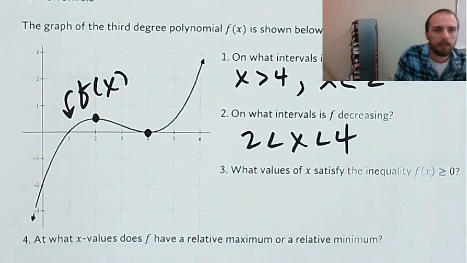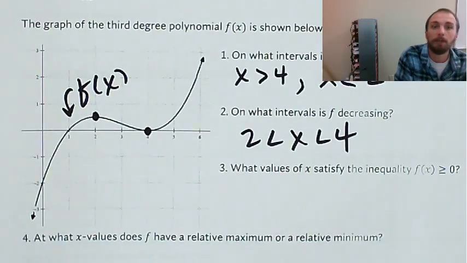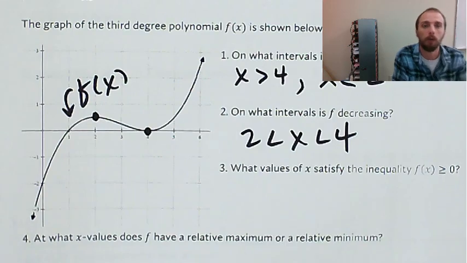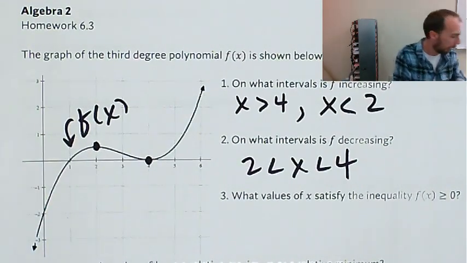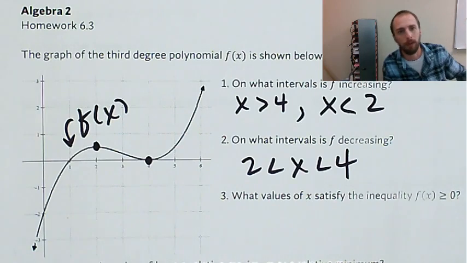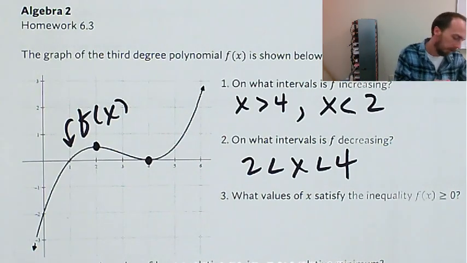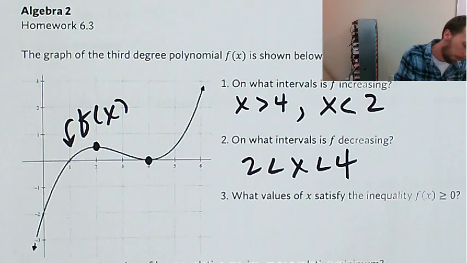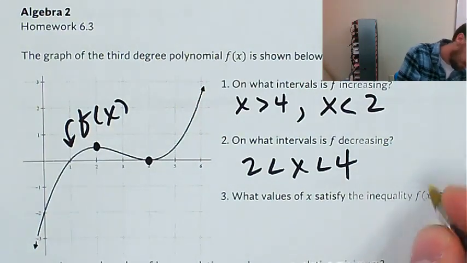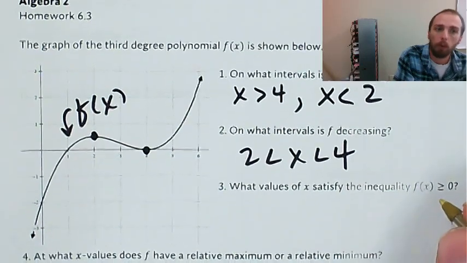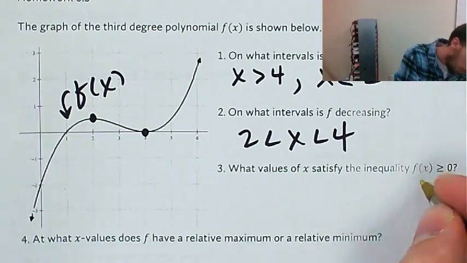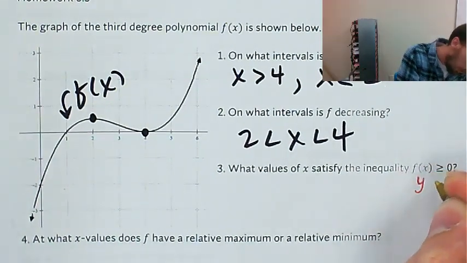Then what values of x satisfy the inequality f of x is greater than or equal to 0? This is something a little different for us. I didn't really do this in the notes. Just figured I'd go in homework, see how you did on it. All right, so f of x is greater than or equal to 0. In this class, we've seen many times f of x is just a fancy word for the y coordinate on the graph, right? So I want to know where y is greater than or equal to 0.